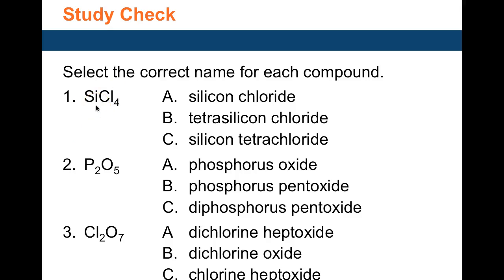All right, so this would be silicon tetra. There's 4 of those chlorines, so tetrachloride. Remember, the last non-metal name ends in "ide." So silicon tetrachloride, C. This is diphosphorus pentoxide, so diphosphorus pentoxide, C. And this would be dichlorine heptoxide, so A.